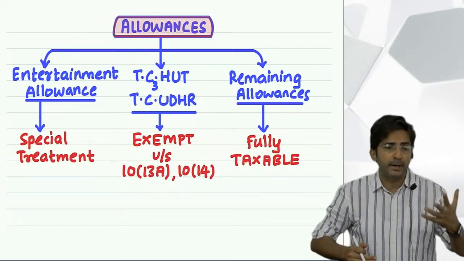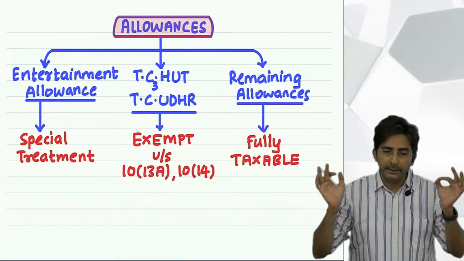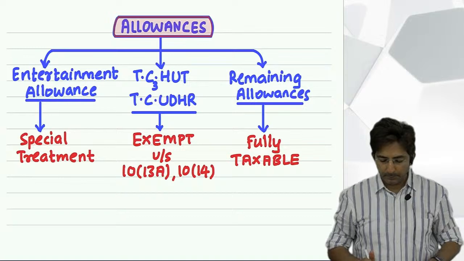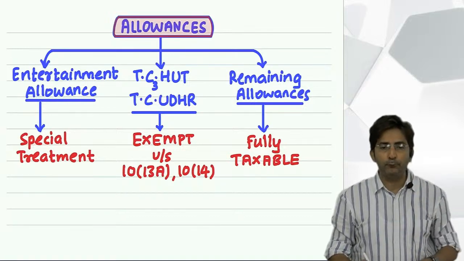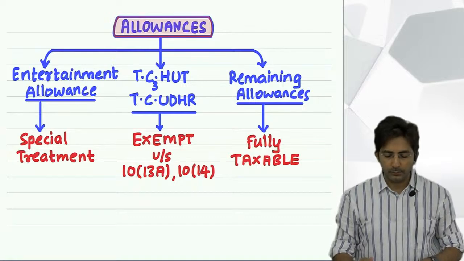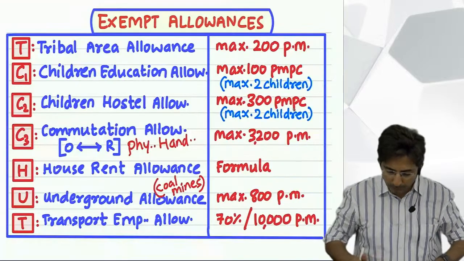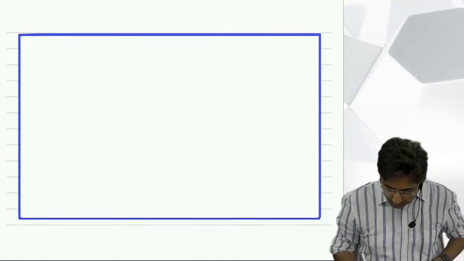Traveling, conveyance, uniform. But everything is for office purpose. Then next alphabet is D. D for daily allowance. You know what is a daily allowance? Look here. See, I will draw this thing once again.